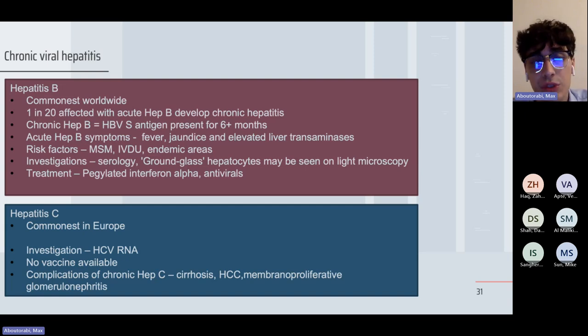Some investigations, you'd want to do serology. And you'd also see ground glass hepatocytes when you do the biopsy and light microscopy. The treatments are pegylated interferon alpha and antivirals, but I'm not sure how successful these are. And then Hep C is the most common in Europe. So your investigations would be hepatitis C RNA. There are currently no vaccines, and a few complications of contracting Hep C are things like cirrhosis, hepatocellular carcinomas, membranoproliferative glomerulonephritis. So again, if someone has chronic Hep C, you would want to do ultrasounds every 6 to 12 months just to screen for carcinomas of the liver.